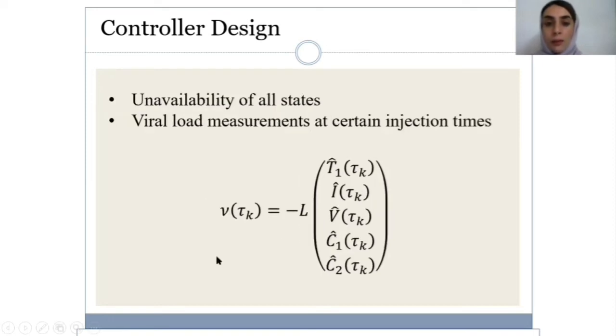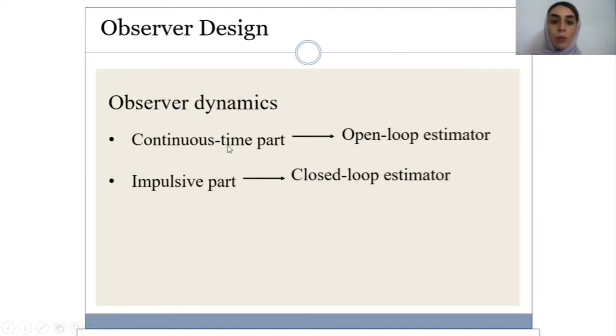On the other hand, because of the unavailability of all system states and that the viral load measurements are only available at certain impulse times, we should use the estimation of the states for finding the control input. In order to estimate the unknown states of the system, an observer should be designed under delayed and sampled measurements. The dynamics of the observer is composed of two parts, the continuous time part and the impulsive part. The continuous time part of the observer acts as open loop estimator, since we don't have any information of the output between the injections, and the impulsive part acts as closed loop estimator.